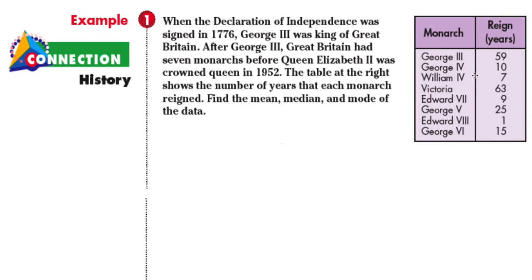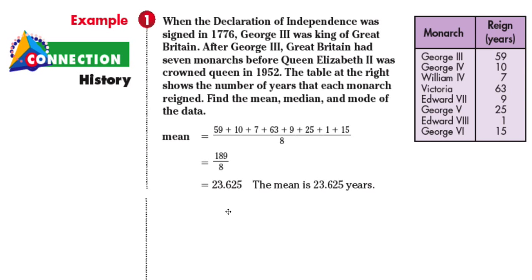So you have these years that each of the monarchs reigned, 59 all the way to 15, George VI. Okay. Again, first things first, let's find the mean, add up all the numbers, divide by 8. Okay. End up with 23.625. The mean is 23.625 years.